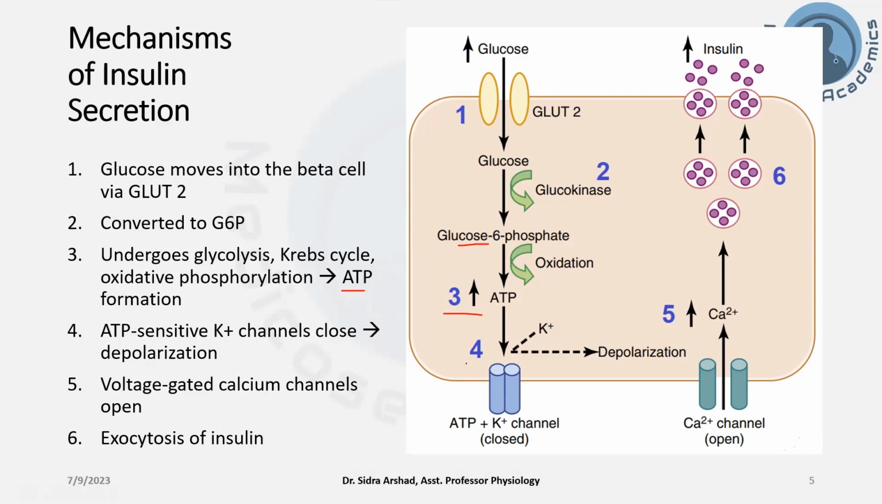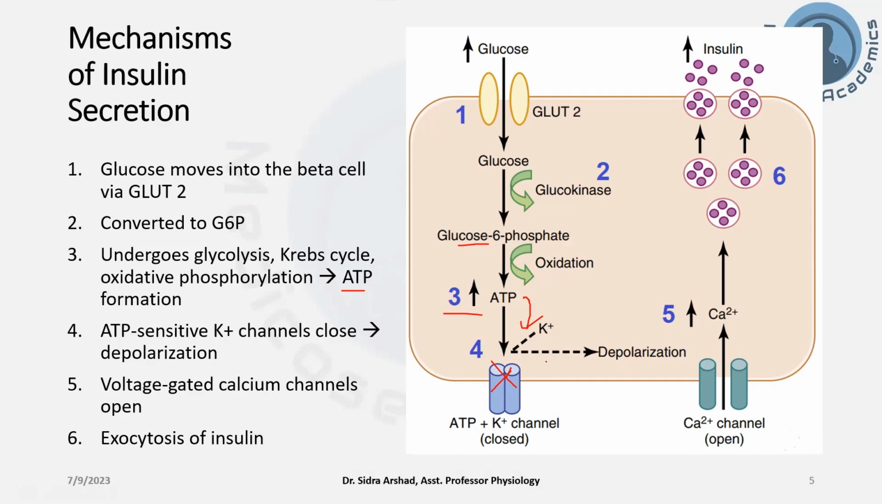There are specialized channels which are known as ATP sensitive potassium channels. These ATP sensitive potassium channels, as their very name indicates, are sensitive to the concentration of ATP inside of the cell. So in the presence of ATP, these channels are going to close. Because of the closure of these channels, the potassium is not going to leave the cell. These channels were involved in the transport of potassium out of the cell, but in the presence of ATP, they close and the potassium does not move out of the cell.